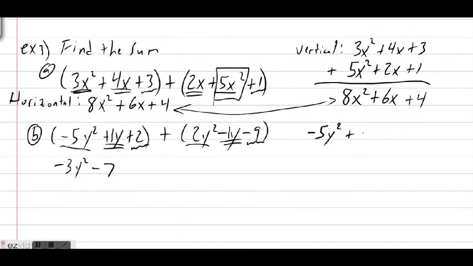5y squared plus y plus 2. And then we have 2y squared minus y minus 9. Again, I'm not picky which way you do it. Whichever way you're more comfortable, whichever way you think you're going to get the answer correct. Negative 5 plus 2, negative 3y squared. You'll notice these cancel each other out. Minus 7.